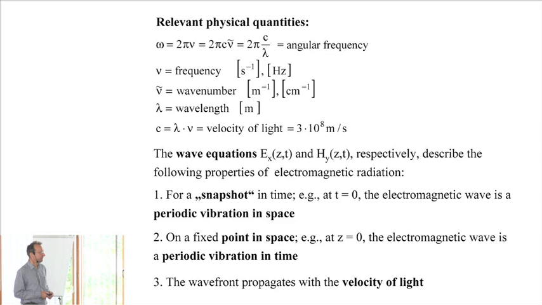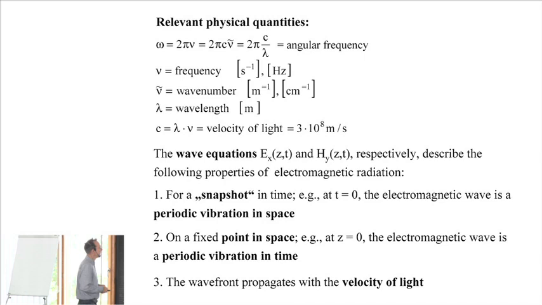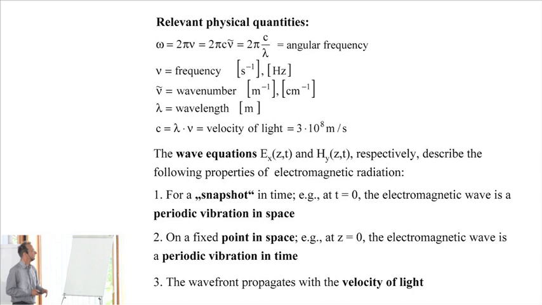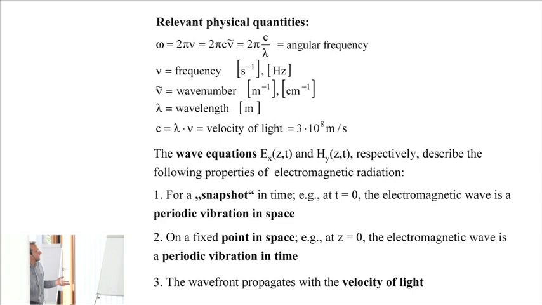So these wave equations, Ex and Hy, are functions of z and t and describe two properties of electromagnetic radiation. First, for a snapshot in time, for example at t equals 0, the electromagnetic wave is a periodic vibration in space. And second, at a fixed point in space, for example at the origin, the electromagnetic wave is a periodic vibration in time, and the wavefront propagates with the velocity of light.